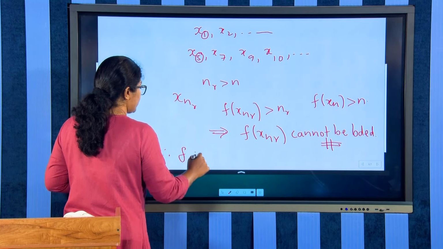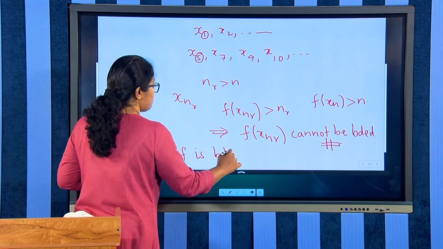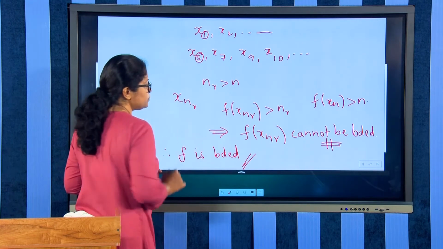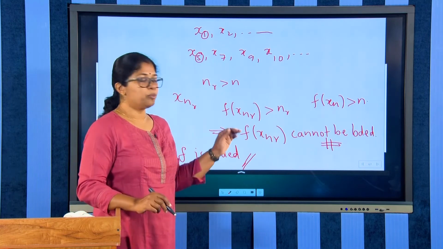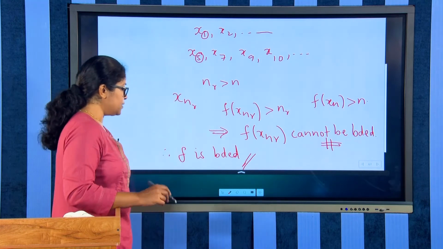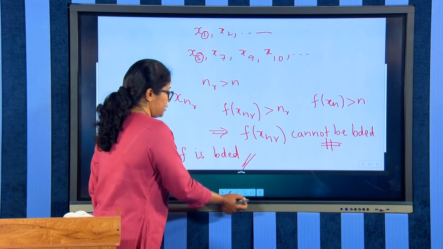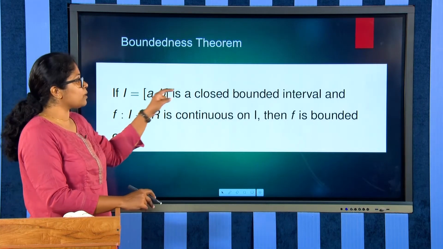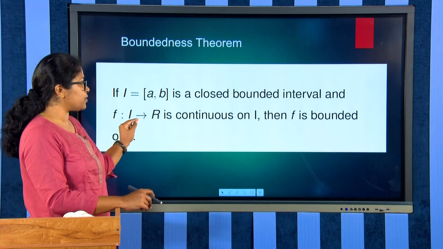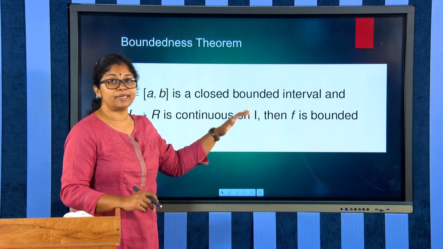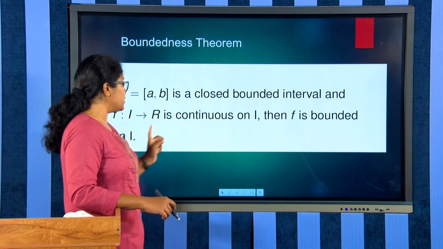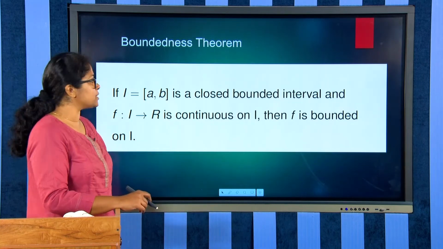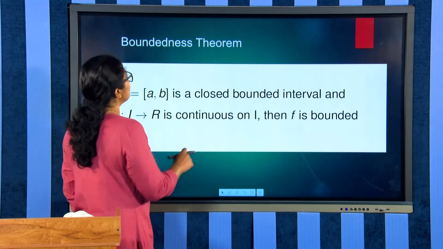So, that completes the proof of the first result, namely, if I is a closed bounded interval and f is a function from I to R which is continuous on I, then f is bounded on I. So, that is a very important theorem that you have to learn.